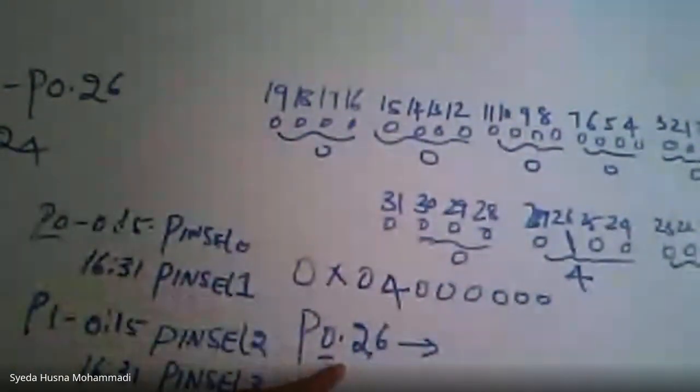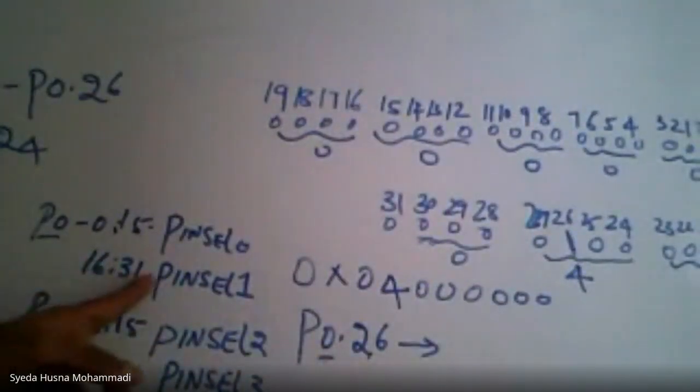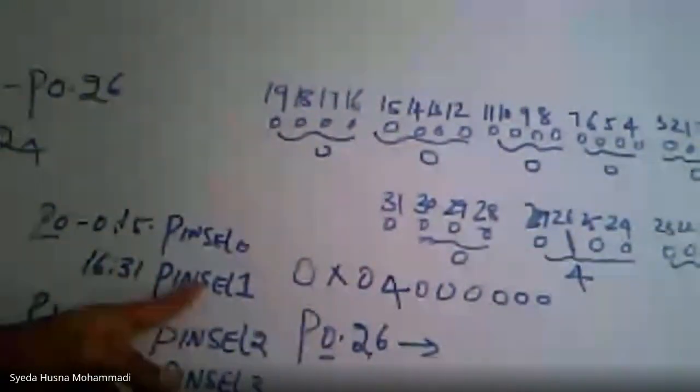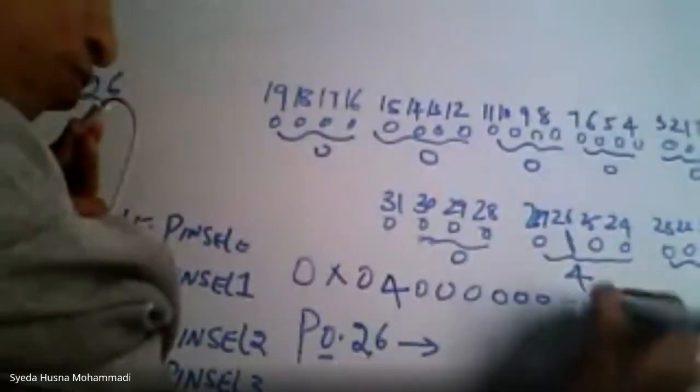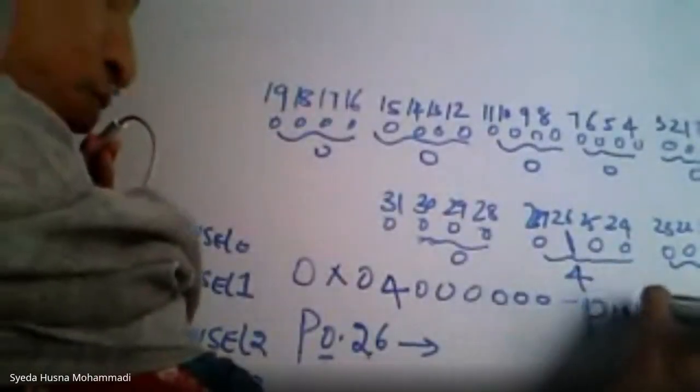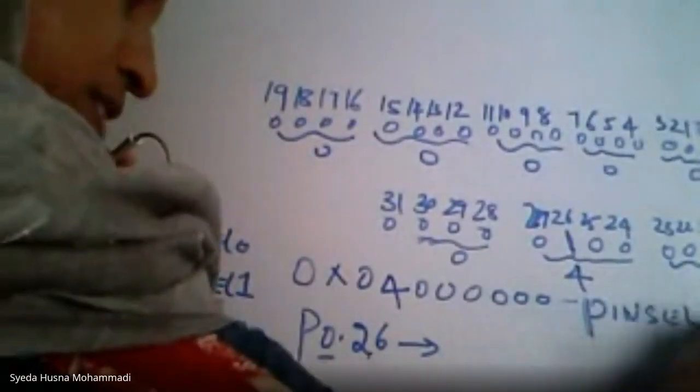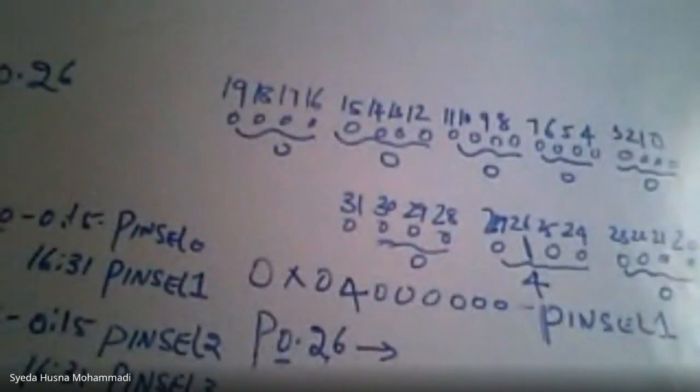Can you tell me which pin select I have to make use of? Since I'm making use of port 0 pin number 26, it comes under this configuration. I have to make use of pin select 1. For this 0x04000000, I need to make use of pin select 1.